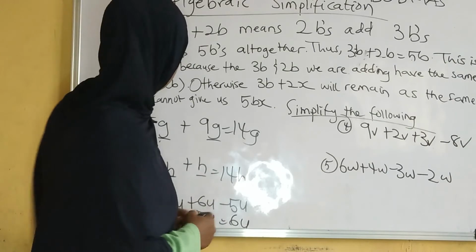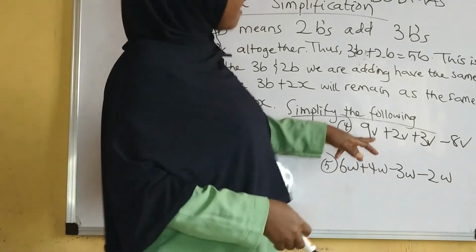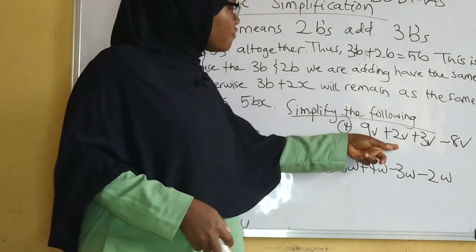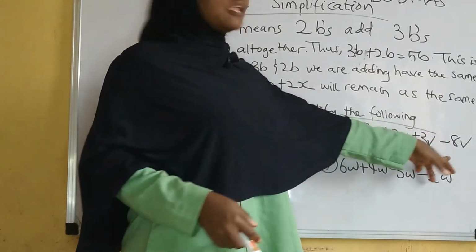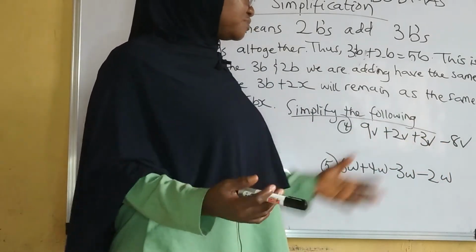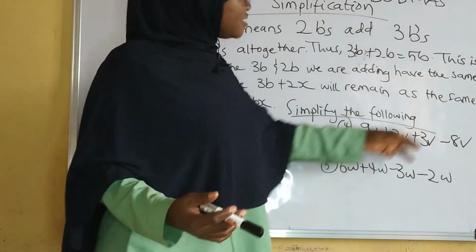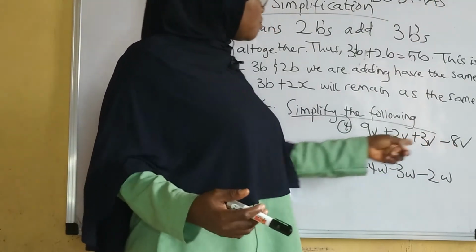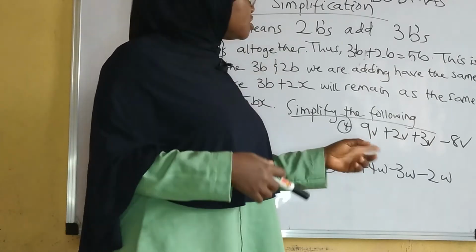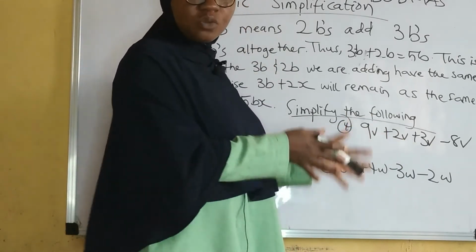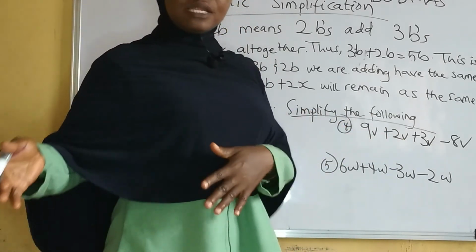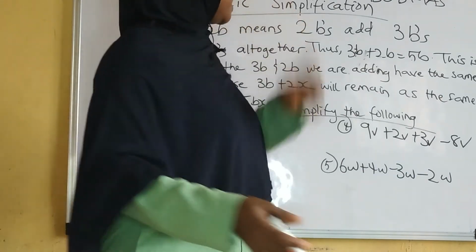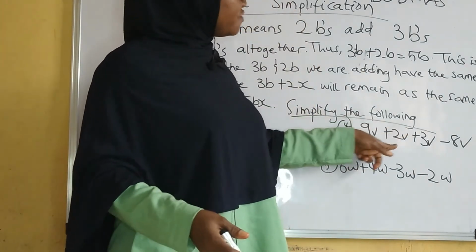Alright. Now let's look at these other examples too. Here I have 9v plus 2v plus 3v minus 8v. So I don't need to rearrange, because it's been in the right order of addition followed by subtraction for me. And even if this subtraction were to be here, I would have rearranged it in such a way that I'll have all the addition on one side and then the subtraction on another side. Is that clear?